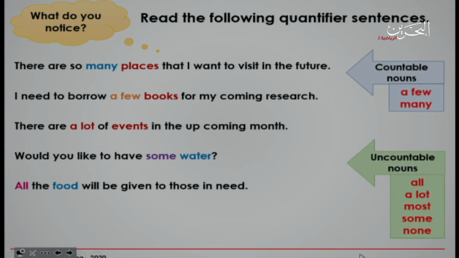We notice that the first two, a few and many, are used with countable nouns. The other 3 are used with uncountable nouns, for example, a lot, some, and all. We also have most and none.